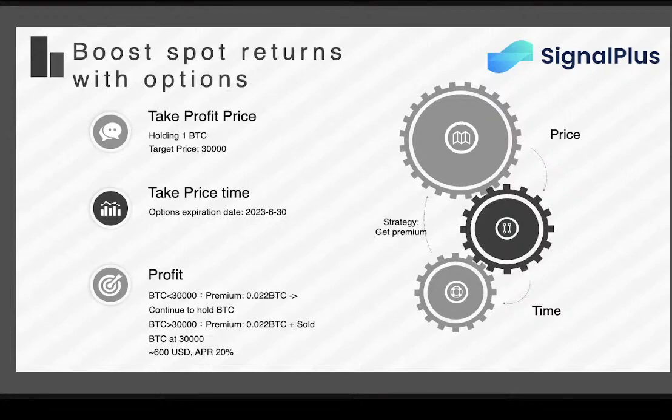On June 30, if BTC is below 30K, I can sell a call again. So I can choose another target price, and I can choose another expiration date. I can choose another time to be selling at while I'm continuing to hold BTC and earn premium from time to time. On the other hand, if BTC is above 30K on June 30th, what I will have is a premium of 0.022 BTC, and economically I will be selling BTC at 30K.